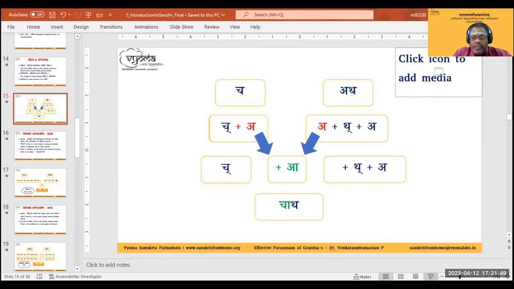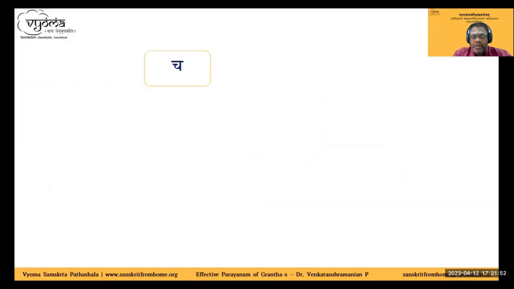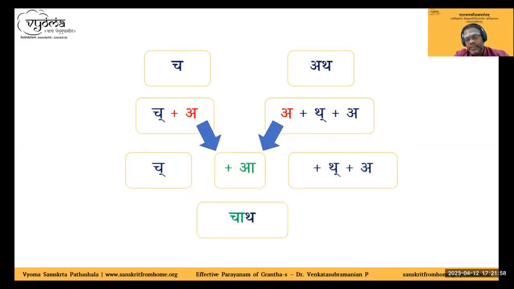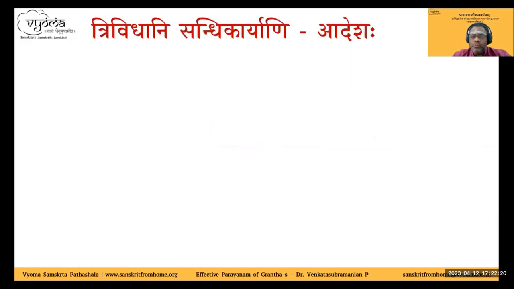Now in this chatha that we saw, what happened? Is it an adesha? So this akara was the old sound. Akara was another old sound. These two sounds totally became akara. So this is called adesha, where a new sound is coming in place of the old two sounds.